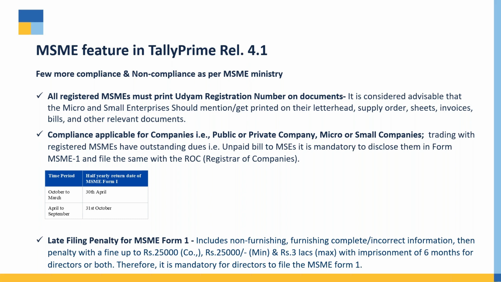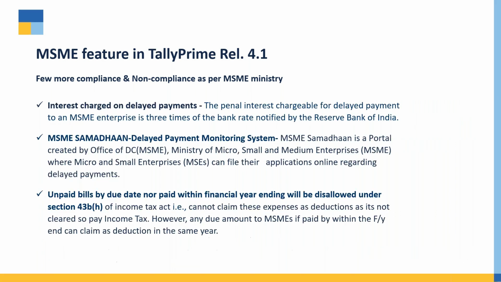So they will be under penalty with a fine up to 25,000, minimum and maximum 3 lakhs, and with imprisonment of 6 months for directors or both. So therefore, it is mandatory for directors to file the MSME Form 1. So we'll see how all this can be done in Tally.